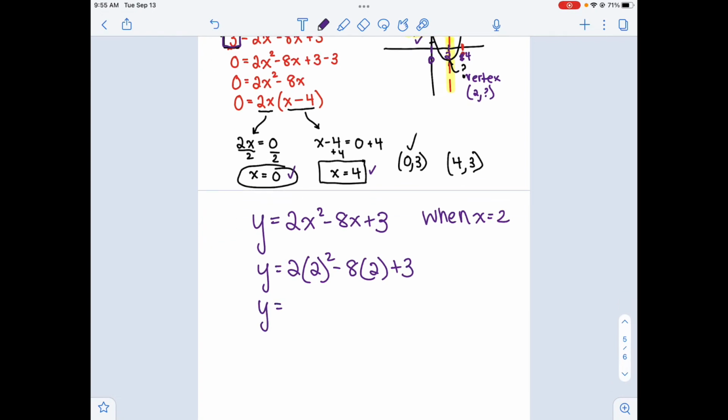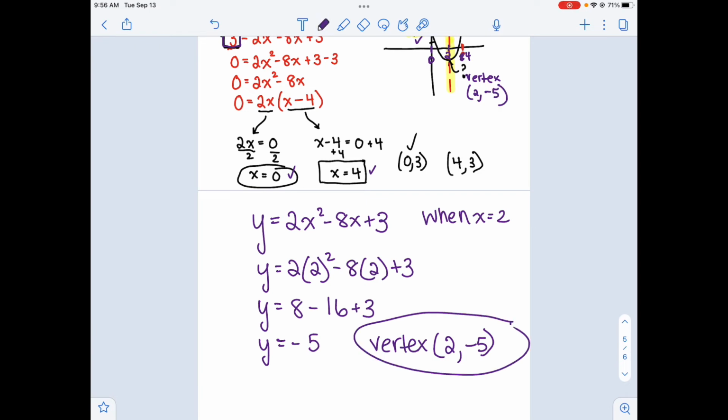And let's just solve that. So 2 squared is 4 times 2 is 8. 8 times 2 is 16, plus 3. And then we'll have negative 8 plus 3, so negative 5. So now I know that my vertex is at (2, -5). So this point right here, now I know is at (2, -5).